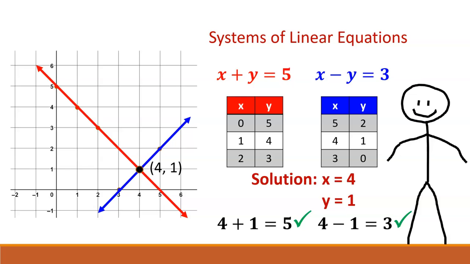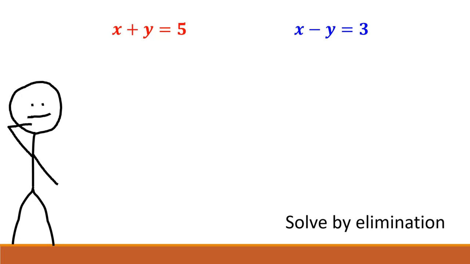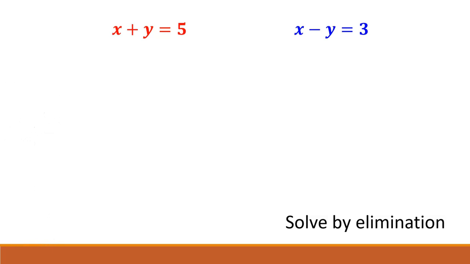While graphing both lines can give us a really good visual representation of what the solution means, it's not always the most efficient way to find the solution. So let's think about how we might want to find the solution to this same system of equations without graphing. One alternative to graphing is to use a method called solving by elimination. Here's the idea behind elimination.